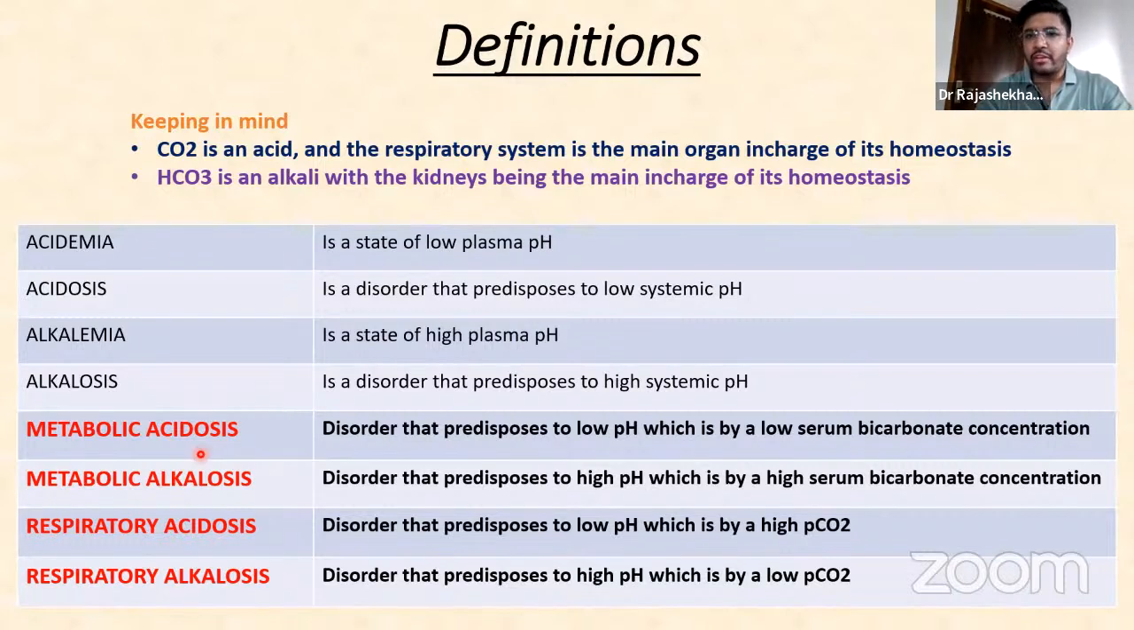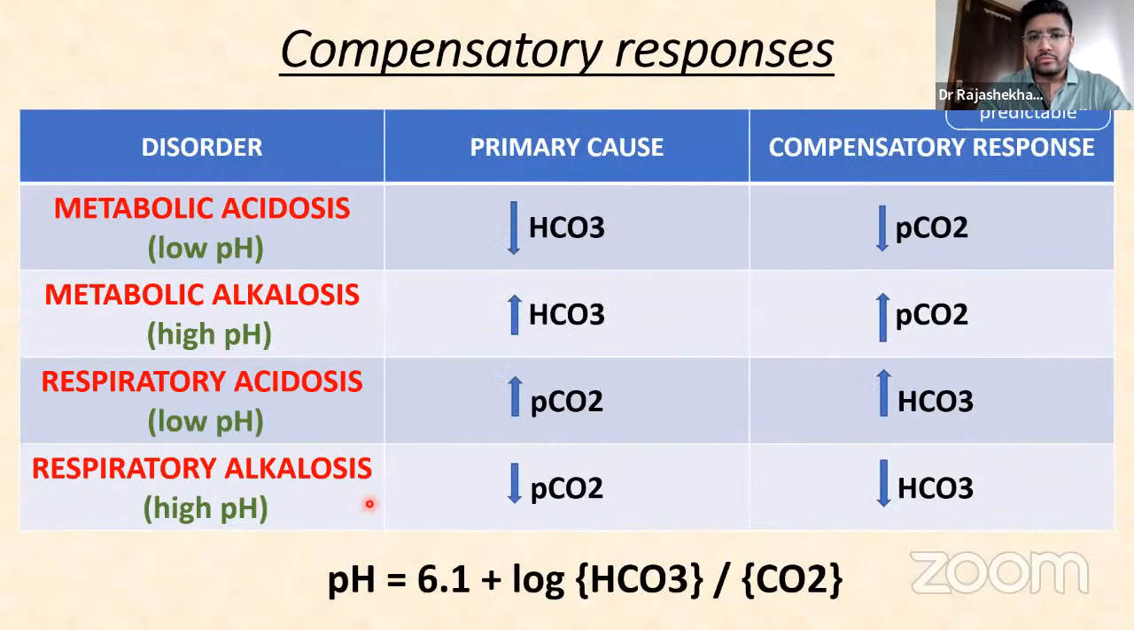To remember, the metabolic disorders are mainly concerned with bicarbonate. The respiratory disorders are mainly concerned with carbon dioxide. Bicarbonate is a base and carbon dioxide is an acid. So metabolic acidosis, as I told you, has a primary cause of decreased bicarbonate. This produces a low pH. Trying to compensate for the low bicarbonate, the body tries to wash out carbon dioxide, which causes a low PCO2 in the body.